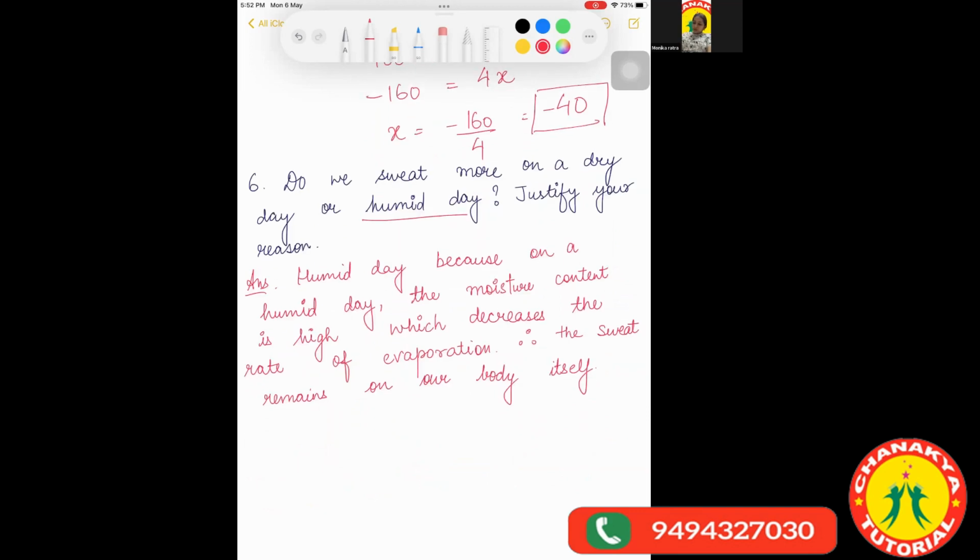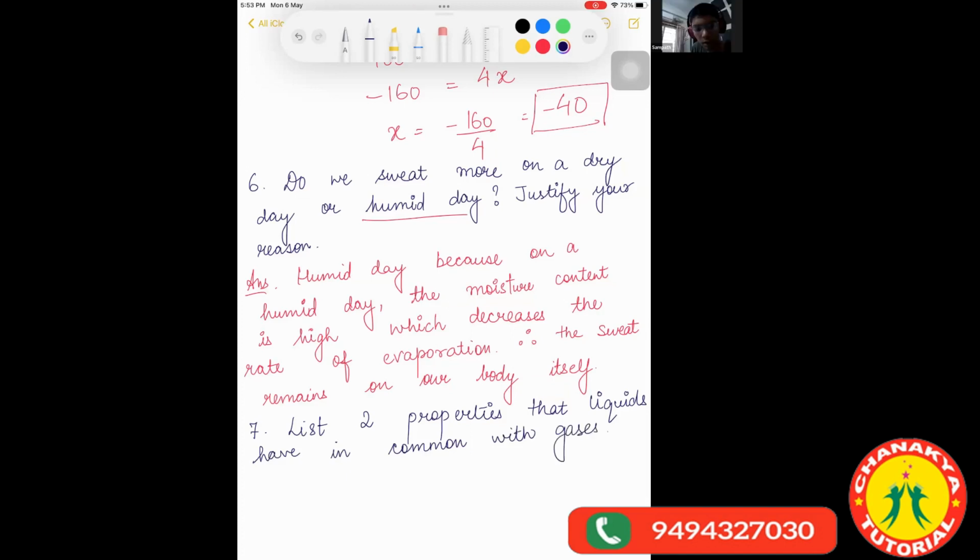Okay, last question for today. List 2 properties that liquids have in common with gases? Tell me. Ma'am, one is fluidity. Very good. Ma'am, other is indefinite shape. Very good. So it is fluidity, and the next one is indefinite shape.